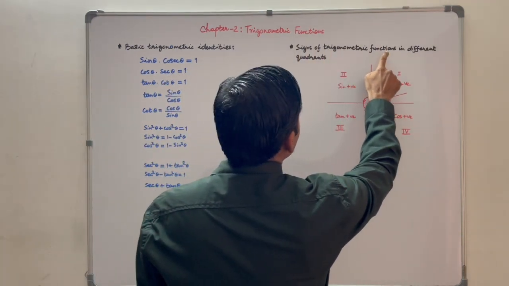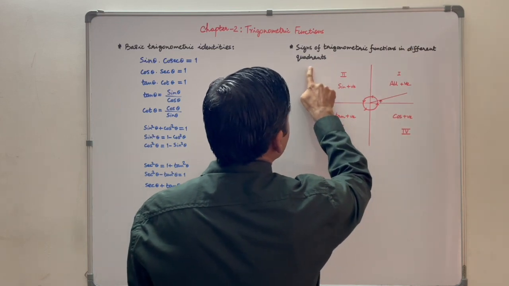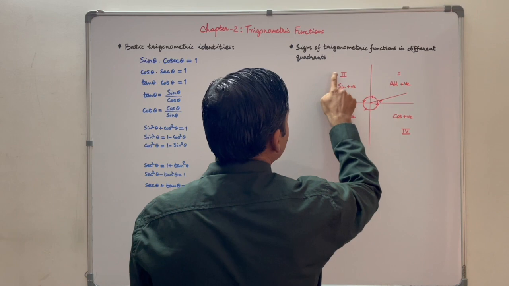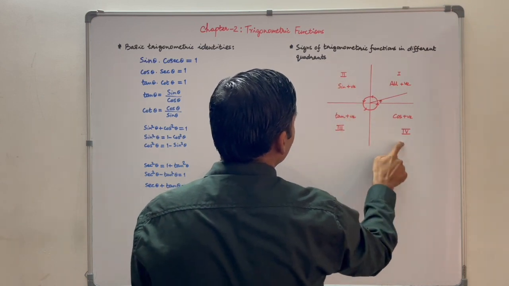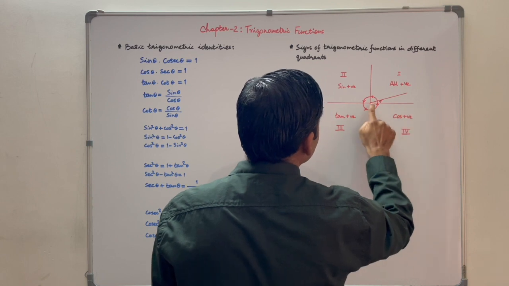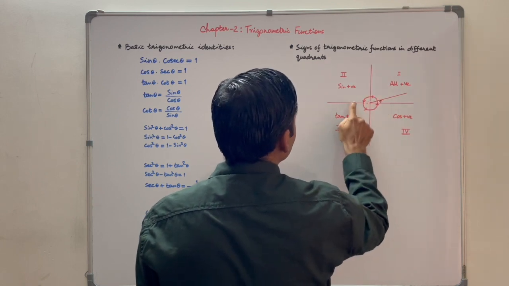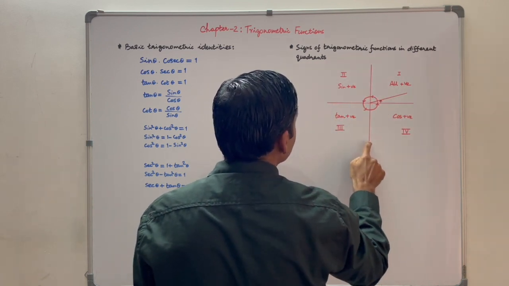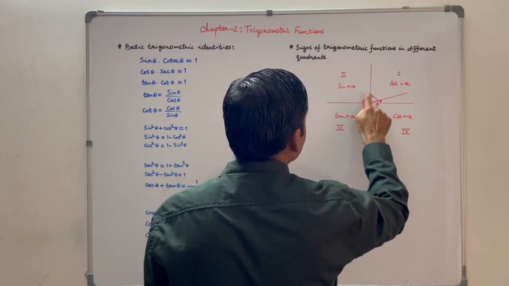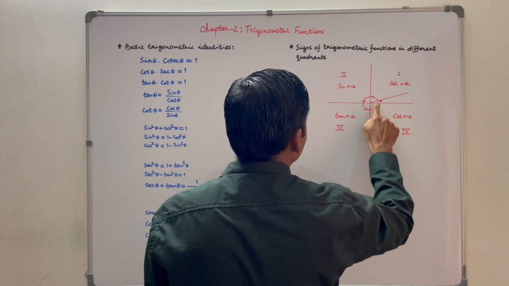Signs of trigonometric functions in different quadrants. These are 4 quadrants numbered as first quadrant, second quadrant, third quadrant and fourth quadrant. This is 0 degree or 360 degree line. This is 90 degree line, this is 180 degree line and this is 270 degree line. This angle is in first quadrant. Anti-clockwise is supposed to be positive direction.